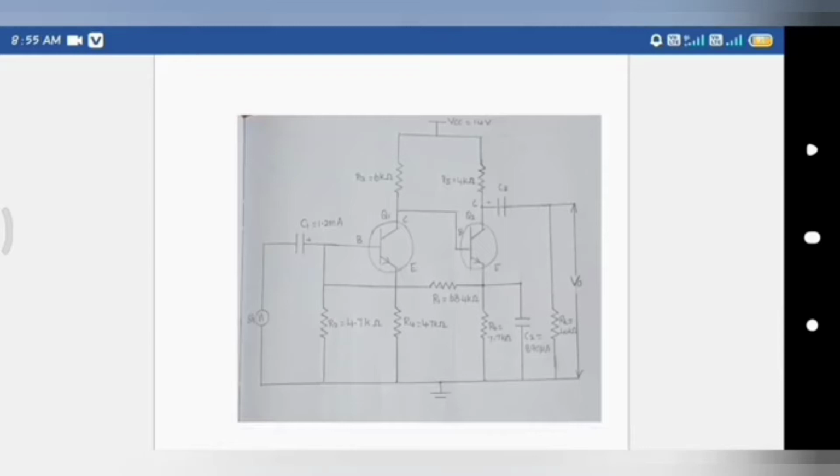The main advantage of this amplifier is that it is used in tuned RF circuits and wideband amplifiers. This cascade amplifier has a low input resistance, moderate to high current gain and high output resistance. The disadvantage of this amplifier is that the bandwidth decreases on increasing the number of amplifier stages.